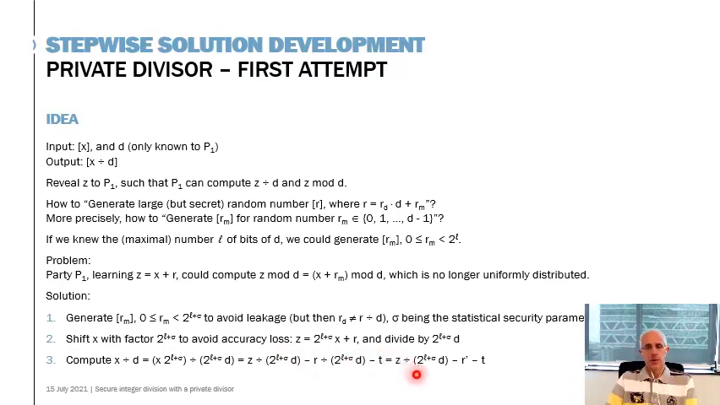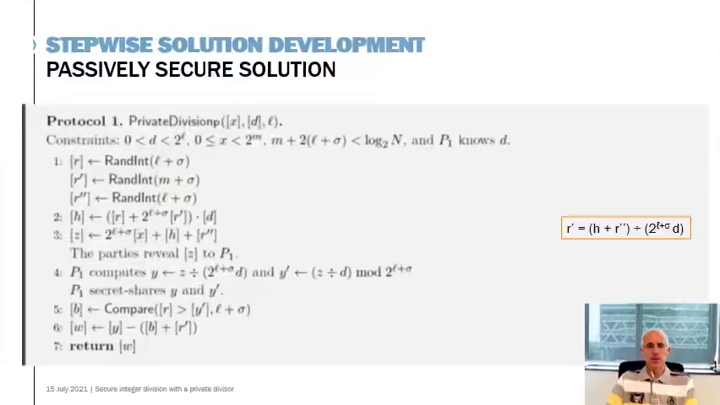And this division with Z can be computed by P1. And this number we can generate ourselves quite easily, as we will see in the next protocol. Remember, this is the value R prime, and R prime should be equal to R divided by the shifted D. That can be seen here.